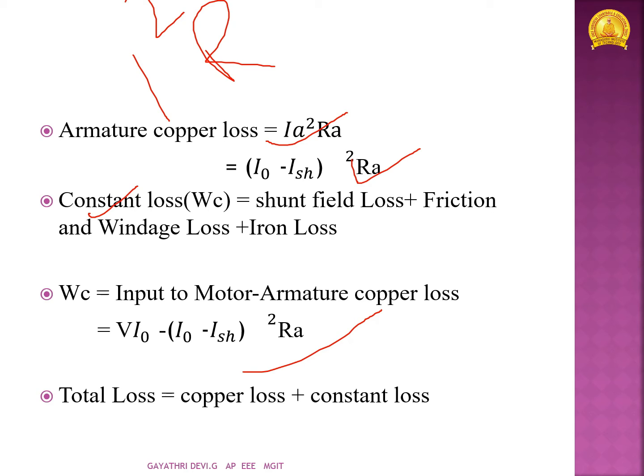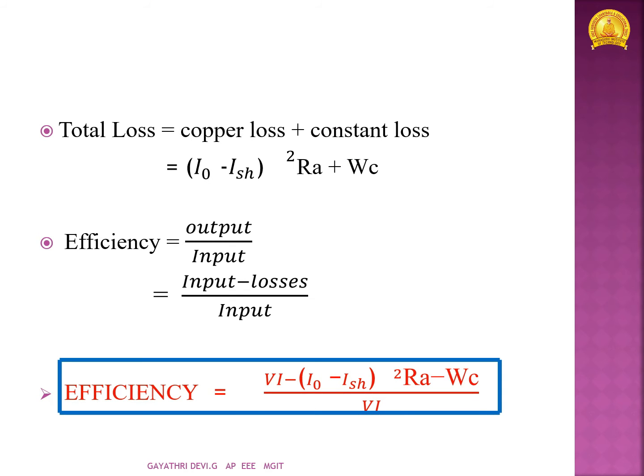Therefore total loss is the summation of copper loss and constant loss. Thus we can directly add these two equations, that means the equation of constant loss and also copper loss. Thus total loss is the summation of copper loss and constant loss. Copper loss is I0 minus ISH square into Ra and the constant loss is WC. So we found out the copper loss, the constant loss, and the total loss.